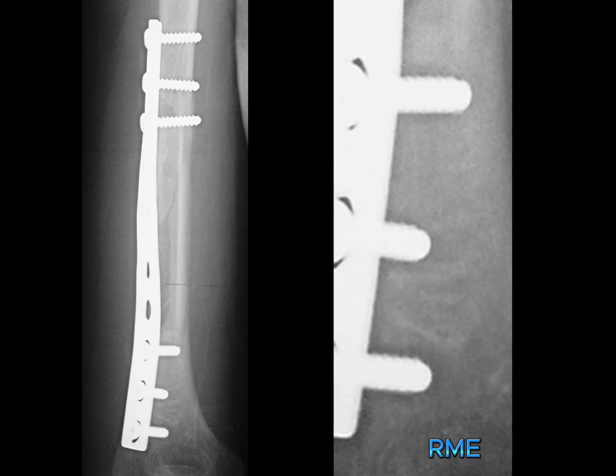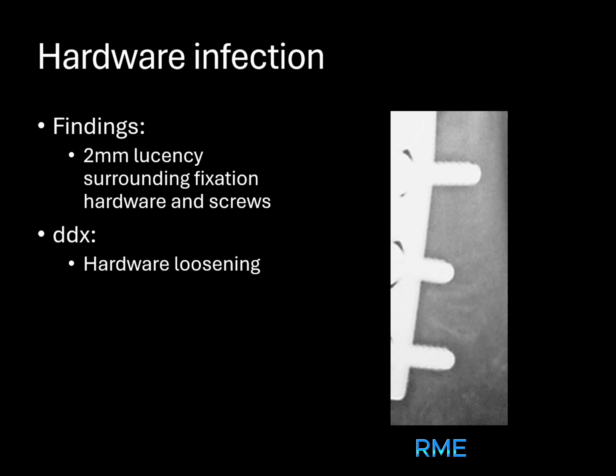What abnormalities do you notice in this image? This image shows a 2 mm lucency surrounding the fixation hardware and screws. This finding is suggestive of a hardware infection. I can see the radiolucent halo around the hardware indicating loosening due to infection. Differential diagnoses include hardware loosening without infection.